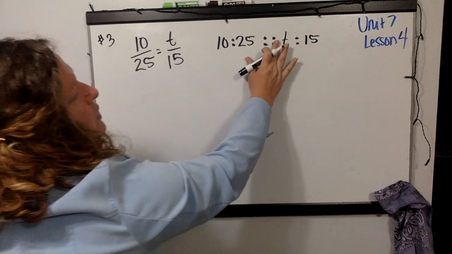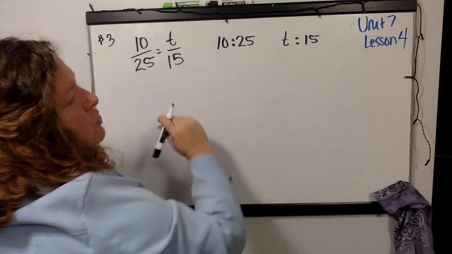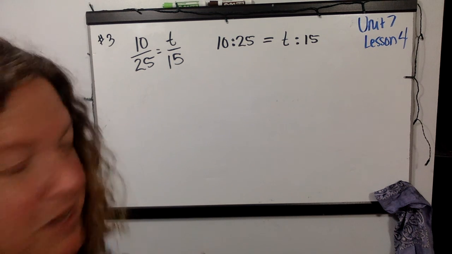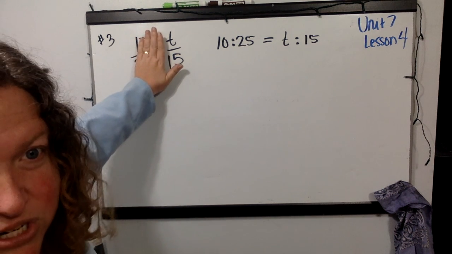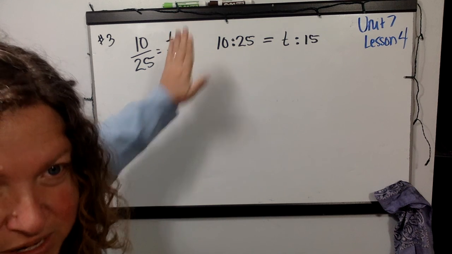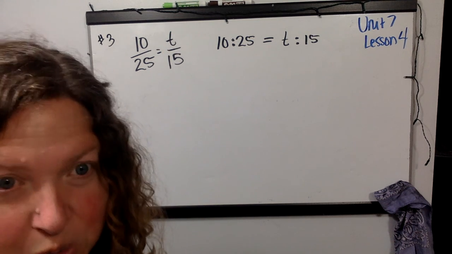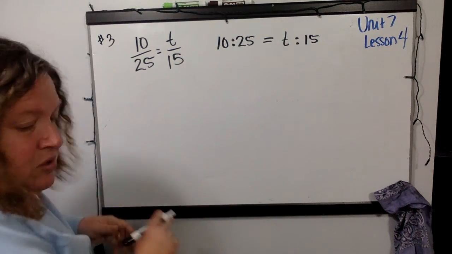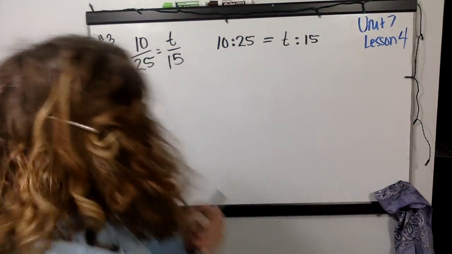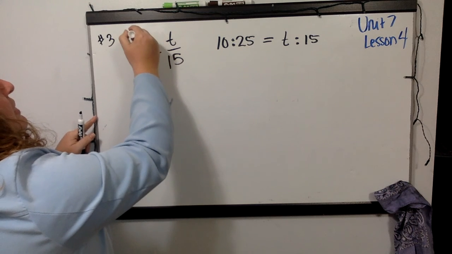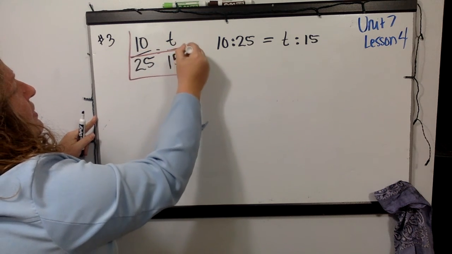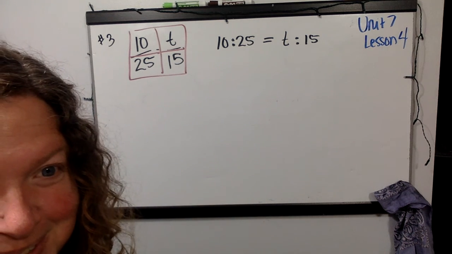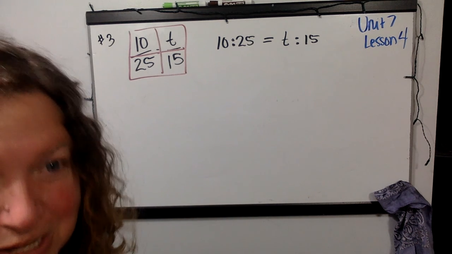We could also change these sets of 2 colons. We could write it as an equal sign. And what it's saying is this ratio is equal to this ratio. They're equivalent. Now, we could solve this like a factor puzzle. Let me get a different color here. Remember? We just do that, and it looks exactly like a factor puzzle. That's a really good way to solve it.